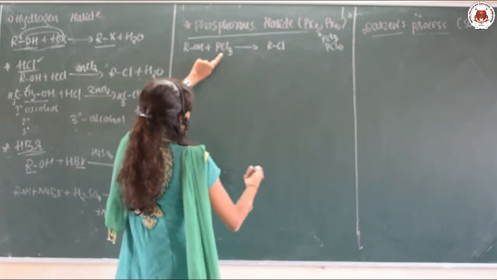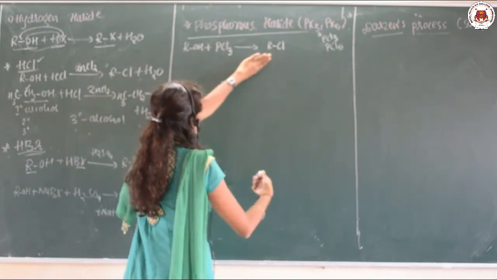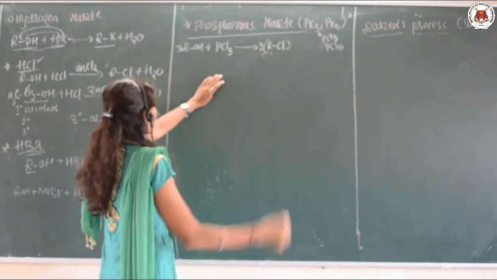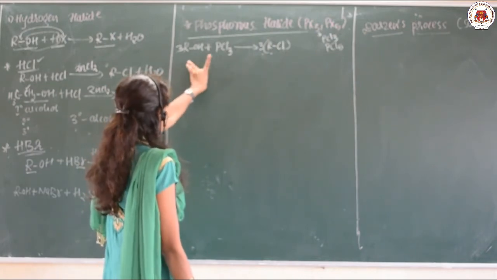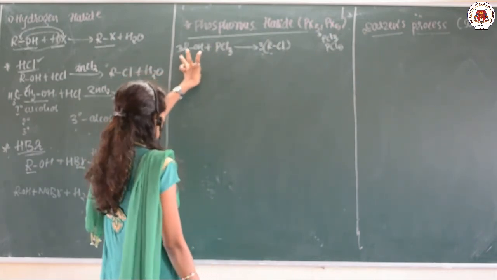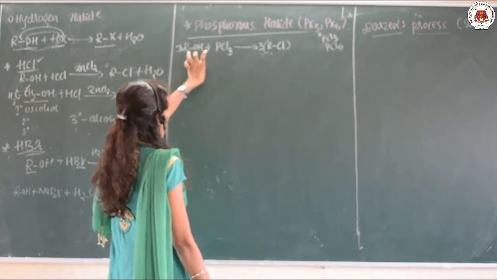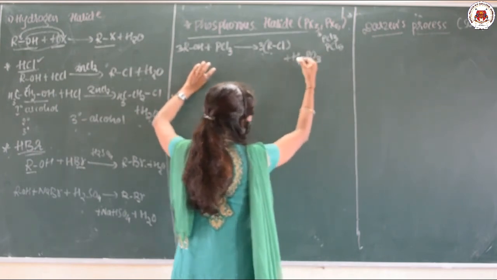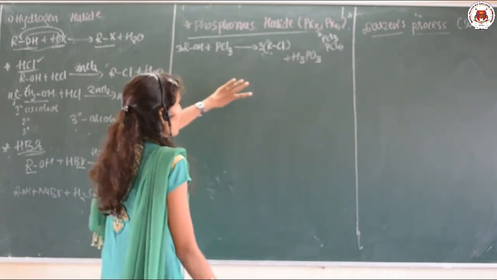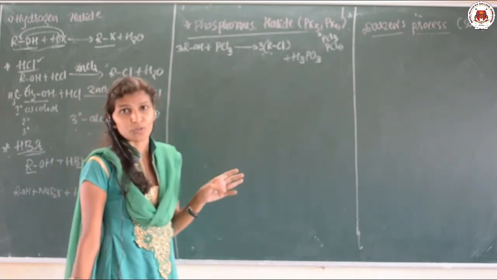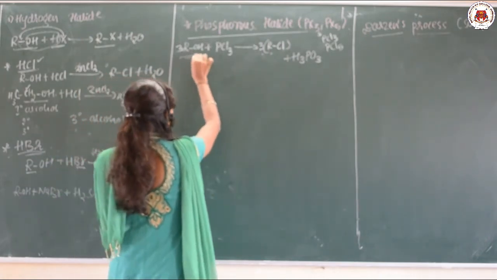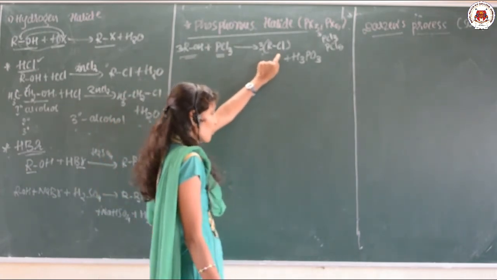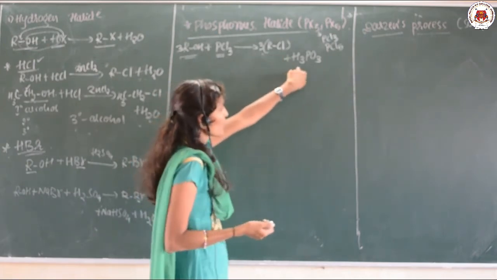Just look at the balancing: here 3 Cl are there, and here only 1 Cl is there, so I will make it 3R. Then 3ROH also becomes 3. Just look at the reaction, what else remained? H3PO3. This is also one of the products, that is phosphorous acid. Whenever the alcohol is treated with phosphorus trichloride, you are going to get alkyl chloride as a product along with phosphorous acid.